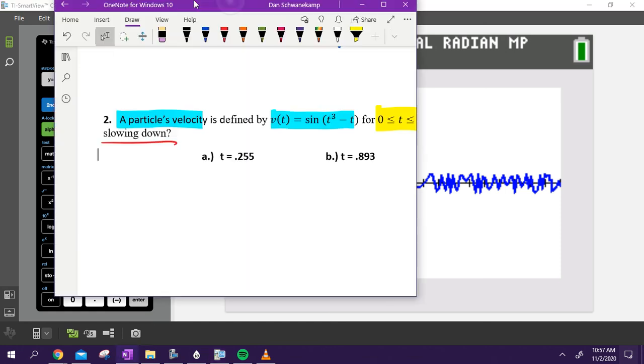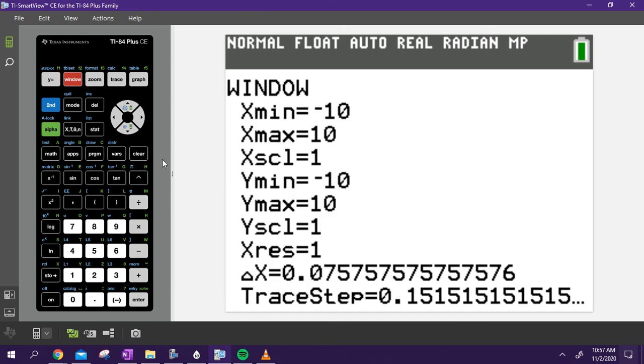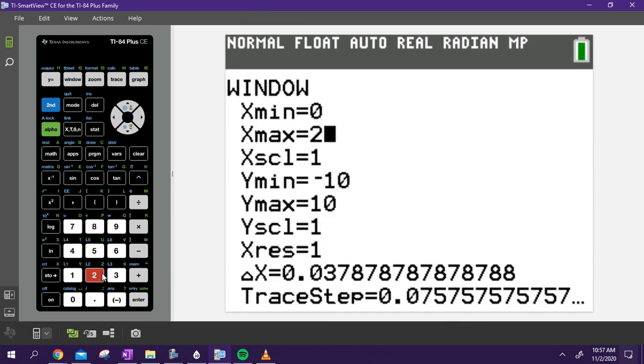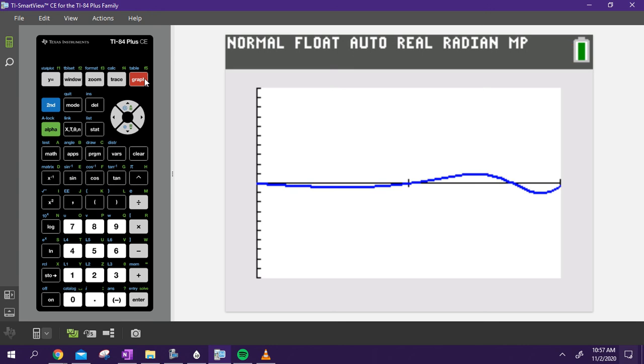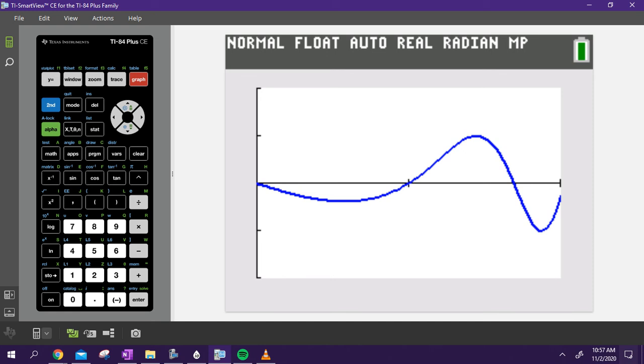I want to change my window. Because the problem says I'm on the interval from 0 to 2. So window, x minimum 0, x maximum 2. That's still an ugly picture because everything is really scrunched in the middle. So I'm going to go ahead and change my window again. It didn't tell me to do this, but it's going to help me see it better. I'm going to make my y minimum like -2 and my y maximum +2. All that's doing is zooming in a little bit more so we can see it. Everybody good with this picture so far?